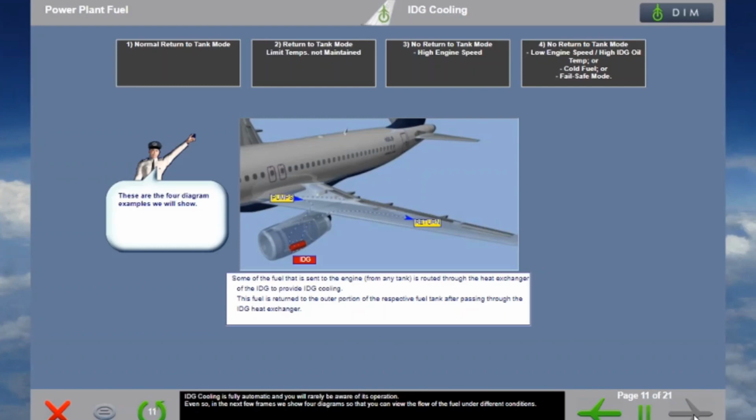IDG cooling is fully automatic, and you will rarely be aware of its operation. Even so, in the next few frames we show 4 diagrams so that you can view the flow of fuel under different conditions.